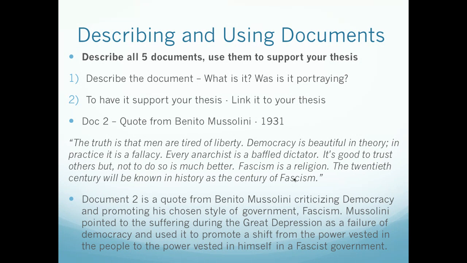It's a quote from Mussolini. This is what it's saying. Very simple. Notice I did not quote. You cannot quote when you describe or use the documents. Put them in your own words.